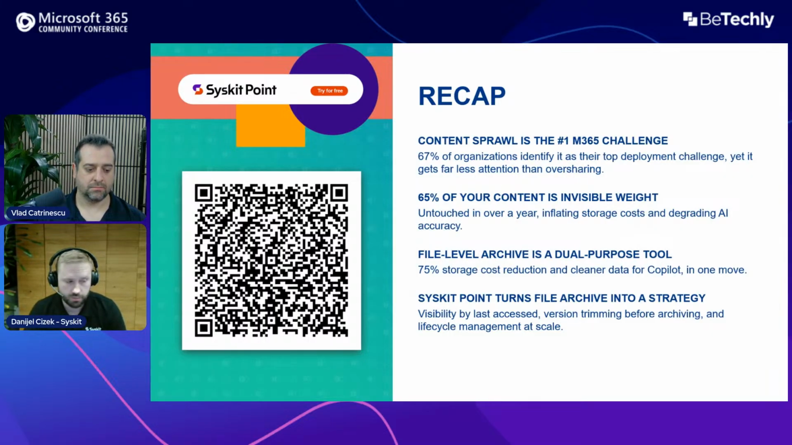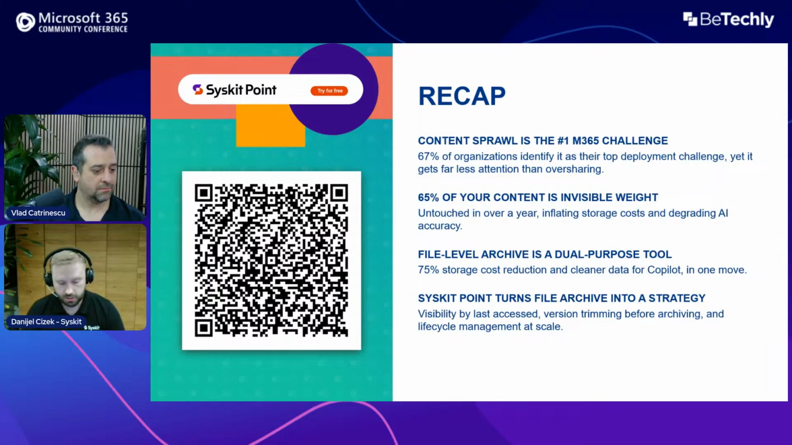And then the last point here is that file level archive is a feature with a lot of benefits, and with Syskit Point you can turn the functionality of file level archive into a strategy. You have visibility on the last access date, the ability to trim versions before archiving, and all of the lifecycle management, which helps admins do all of that at scale. So this is it in terms of the recap.